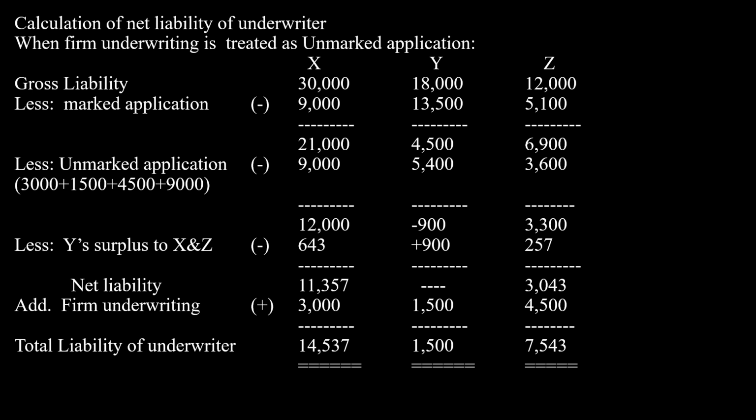Now, finally, that will be a net liability. Now we are going to add back your firm underwriting. The firm underwriting for X is 3,000, Y is 1,500, and Z is 4,500. When I add all of them together, the total liability of underwriters will be 14,537 for X, 1,500 for Y, and 7,543 for Z. So that is your net liability for the underwriters when the firm underwriting is treated as unmarked.